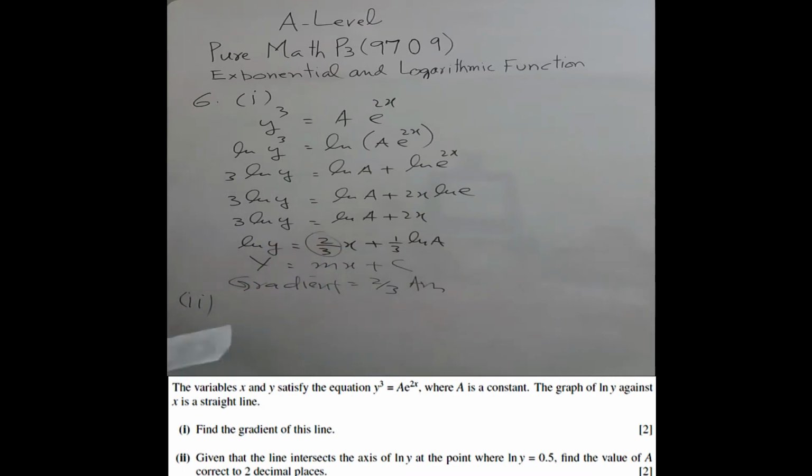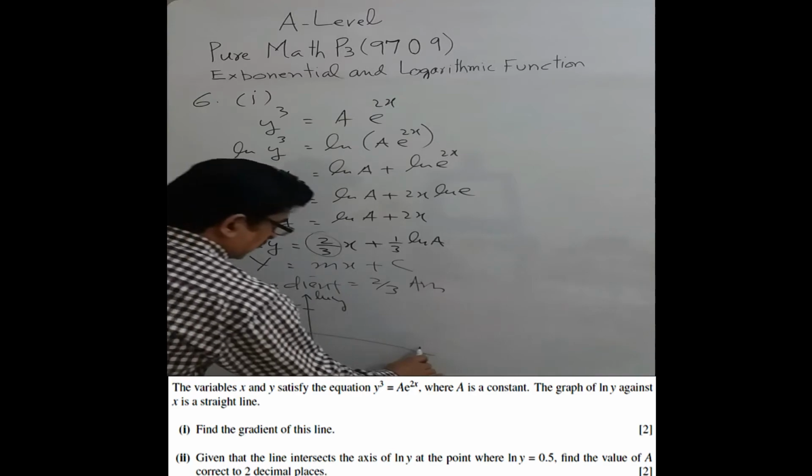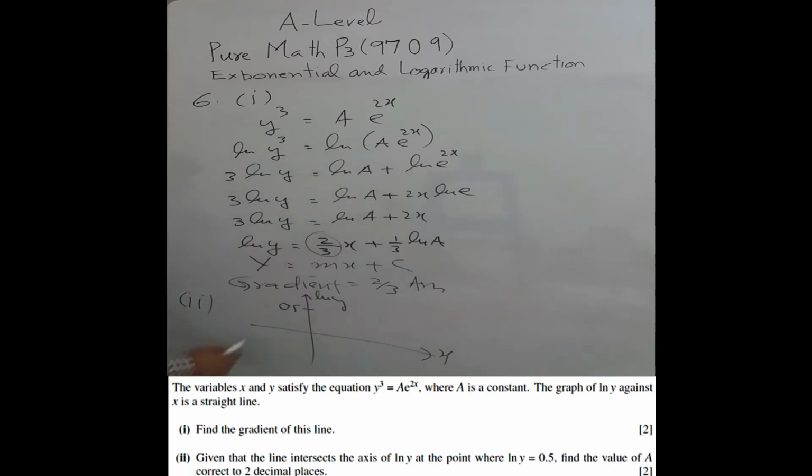Now the second part is that, given that the line intersects the axis of ln y at the point where ln y is equal to 0.5. So it means that here this is the point 0.5, here you have ln y and here you have x. Now our line intersects this ln y axis, not y axis, ln y axis at 0.5. So this is your y intercept. Find the value of a correct to 2 decimal places.